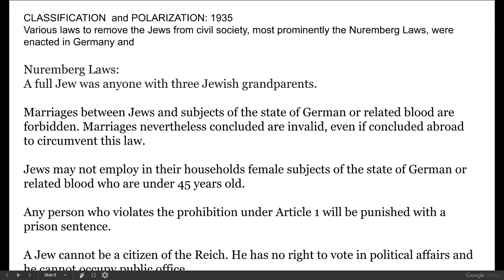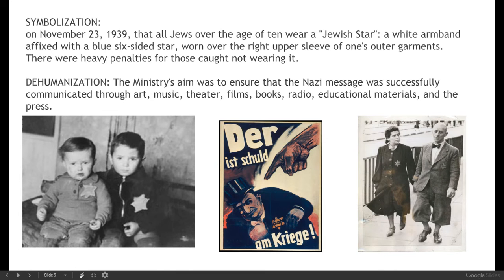Jews cannot be citizens of Germany. They had no right to vote in political affairs, or they could not hold public office. They decided that Jews could not attend school anymore. And so these laws put into place a divide between Jews and non-Jews of Germany.